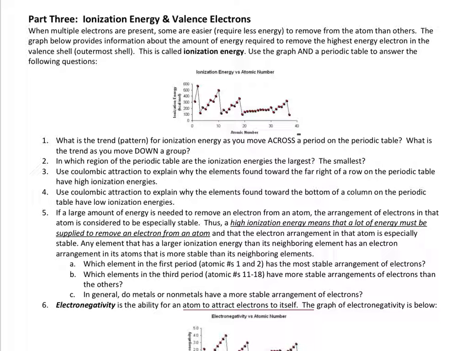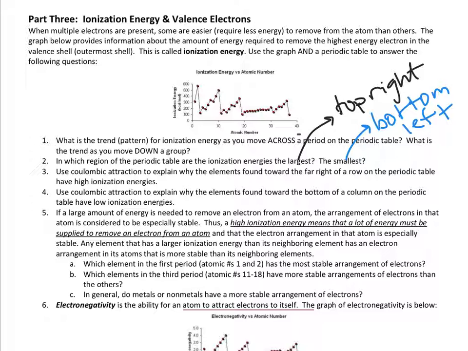All right, let's take a look at the second question. The second question asks, in which region of the periodic table are the ionization energies the largest? Well, we just said as you go across the periodic table, you're going to increase in ionization energy. So if you look at your periodic table, the largest is going to be in that top right-hand corner, because as you go across, you increase ionization energy. Now the smallest is going to be in that bottom left, because as you go down, it decreases. So bottom left is going to be the smallest ionization energy.